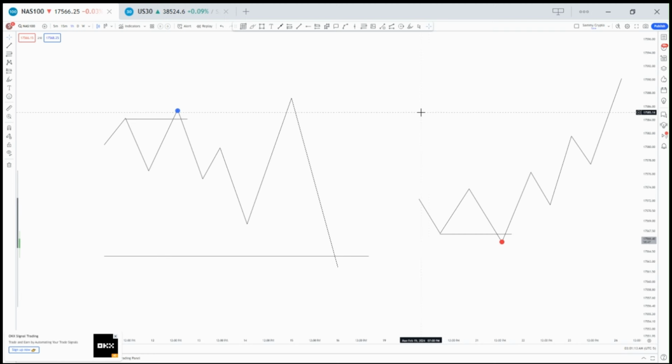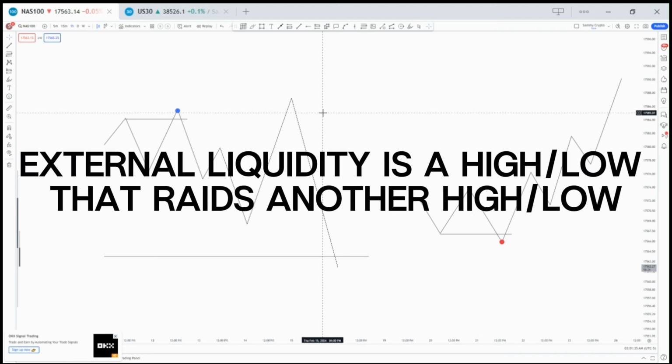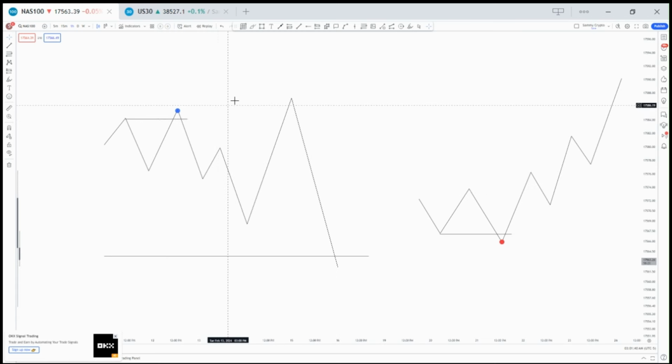Okay, so look at the diagram on the chart. First is a read of an external high, and the second is a read of an external low, or let's say a structure of an external low. So don't see this as a market structure, right? Don't see any of this as a market structure. See this as a market narrative. Now, first, write this down. An external liquidity is a high that reads another high, or a low that reads another low.